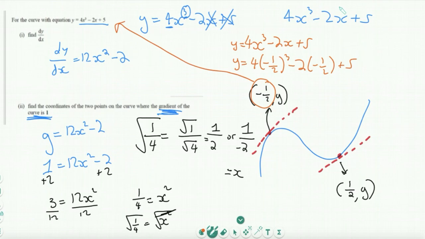Where's my calculator? Here it is. So negative 0.5, 4.